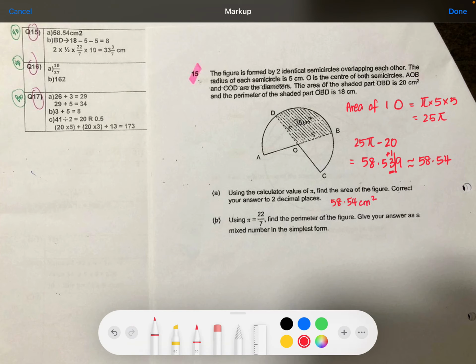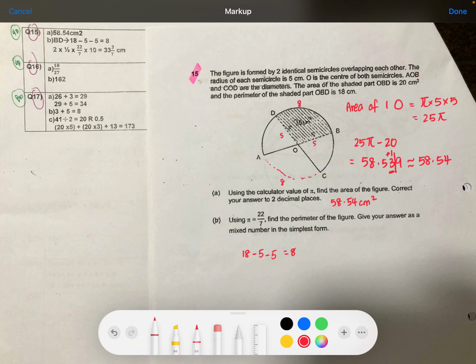Okay, the next part will be for the perimeter of the figure. You will need to find the perimeter of the whole figure, right? So you know that the perimeter of the shaded part is 18 cm. You also do know that this is 5, and whatever is left, 18 minus 5, you are going to get 8. This is 8 over here. If this is 8 over here, you do know that this part is also 8.